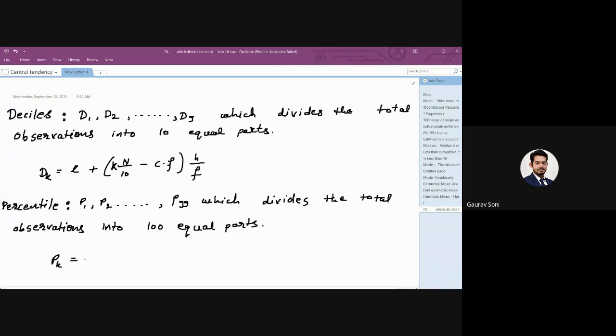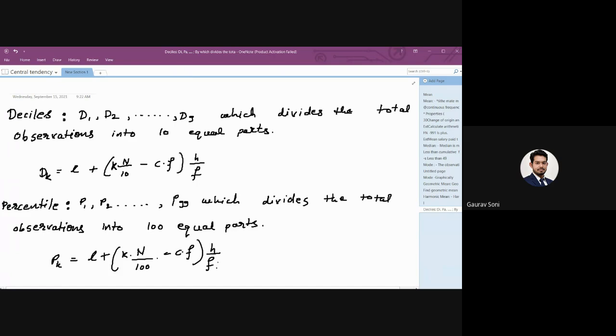Pk, next formula, same as deciles. L plus k into n by 10, where the 10 will be replaced by 100, exactly, minus CF into h by f.